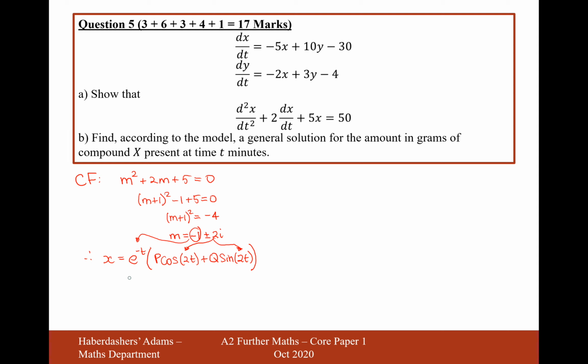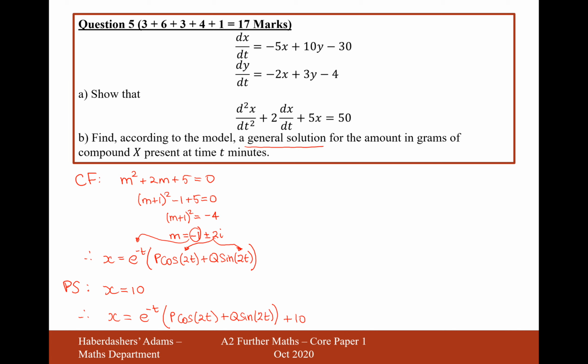Okay, so the next bit, that's the complementary function. Now we want the particular solution. Just from observation, if I set x equal to 10, that's going to be 5 times 10, which gives you 50, and any first or second differentials will just be 0. Therefore the particular solution is x equal to 10, so the answer to this question in total is going to be x equals e to the minus t, brackets p cos 2t plus q sine 2t, plus 10.